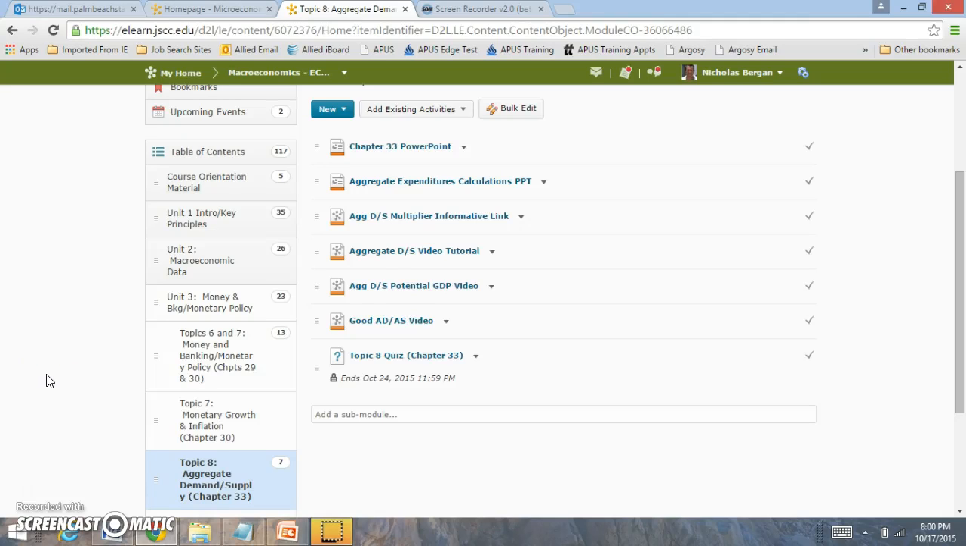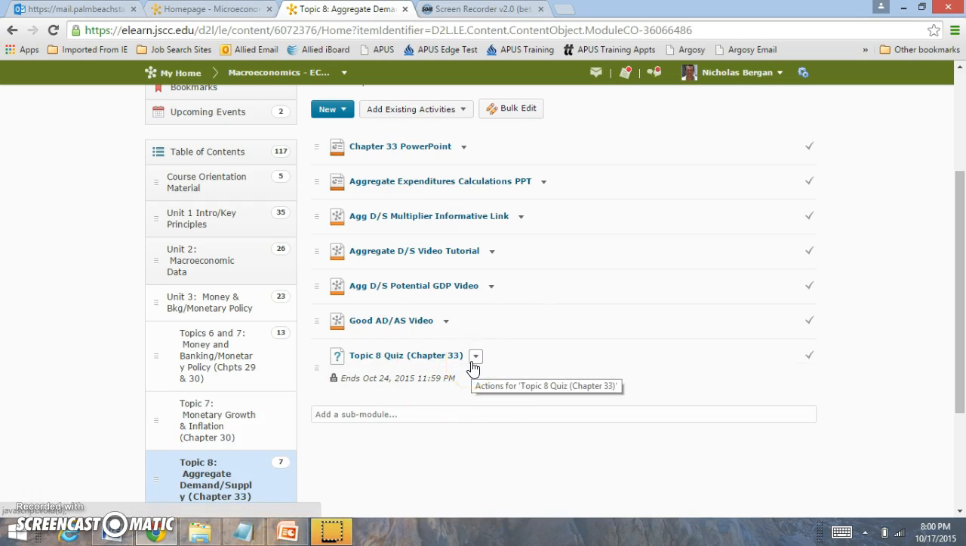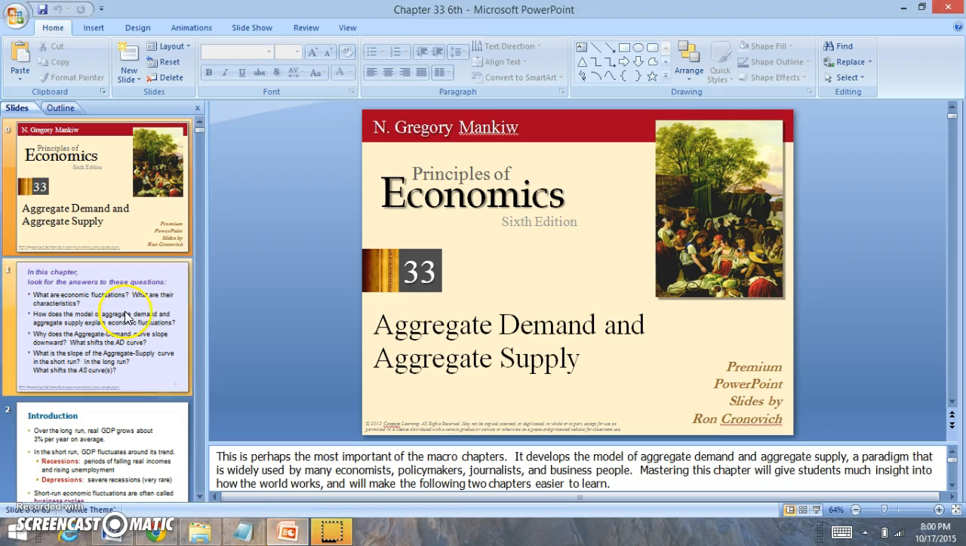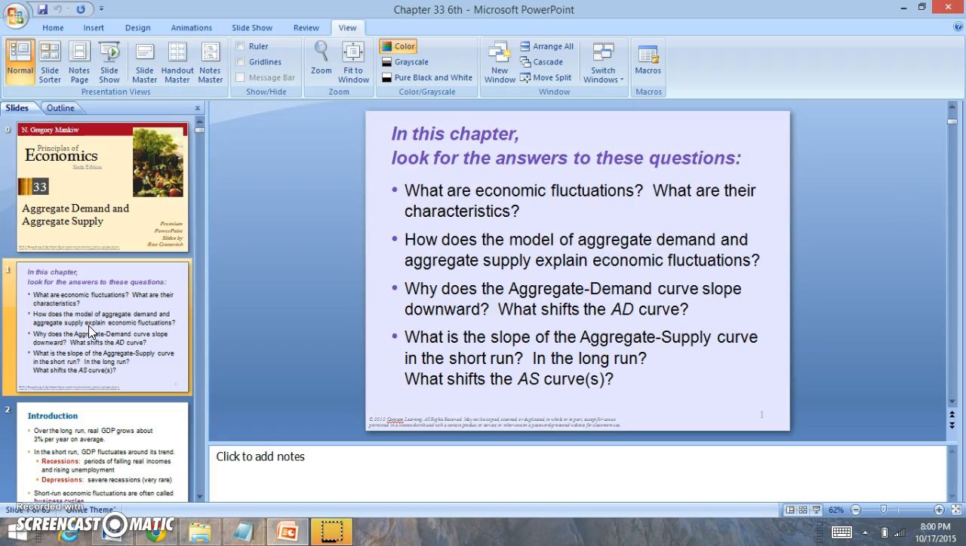Everyone, welcome to Topic 8. In Topic 8 we're going to be focused on the role of aggregate demand, aggregate supply analysis. When we look at aggregate demand, aggregate supply, you're going to be having a quiz over Topic 8. And when we look at that this week, we're going to focus on some key characteristics and what is the role of aggregate demand, aggregate supply in our economy.